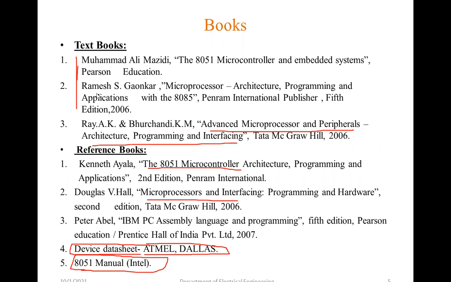Firstly, you have to read the Gaonkar book. When you start the study of this subject, first you have to take this book, not Mazidi. First take Gaonkar. In that book, the first chapter gives the basics of all these things: the numbering system, what a processor is, how it works, what the ADC is. So first start the subject with Gaonkar, and after that you go to Mazidi.